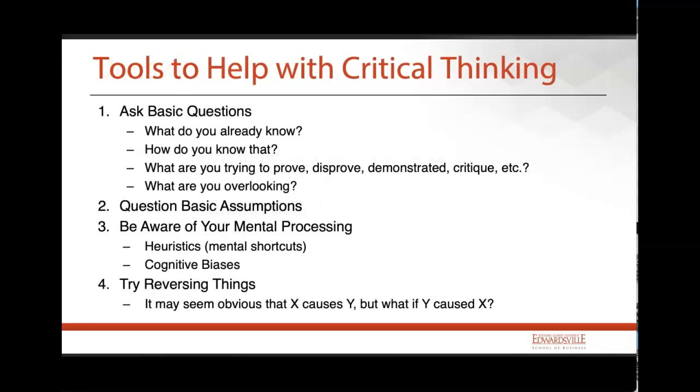So there are some rules of thumb for how we can improve our own critical thinking. Number one, we have to be practiced in asking basic questions. What do you already know? How do you know it? Why do you know it? What are we trying to prove or disprove? What are we overlooking? Even if you go to these really simple basic questions, that will be a step in the right direction towards a more in-depth critical analysis of anything that it is you're trying to undertake.